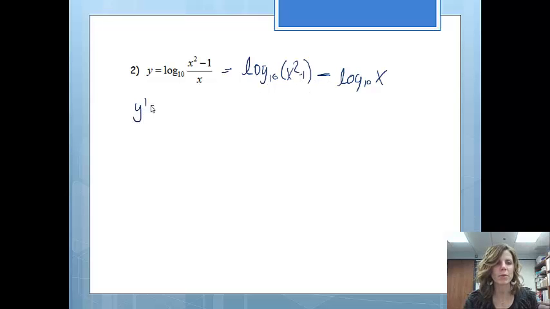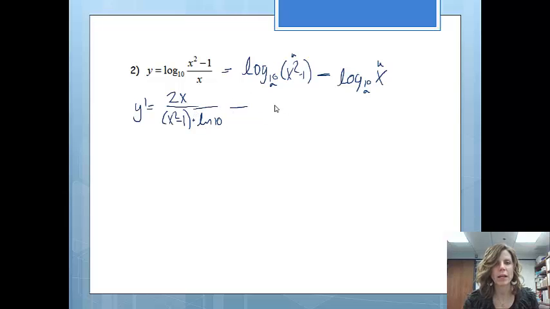So now we can take the derivative. The first thing we want to identify is our a and our u for each term. Just like the derivative of the natural log is du over u, this one is also du over u, so we're going to do du, so it will be 2x over u, which is x squared minus 1, times ln a, so times ln 10.